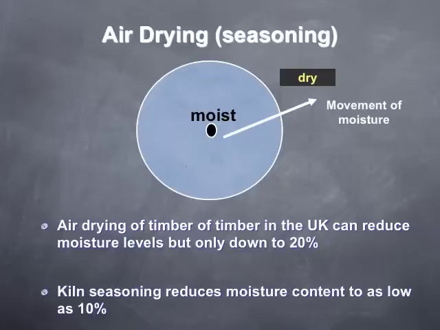Kiln seasoning, that is placing in the oven, reduces moisture content to as low as 10%.